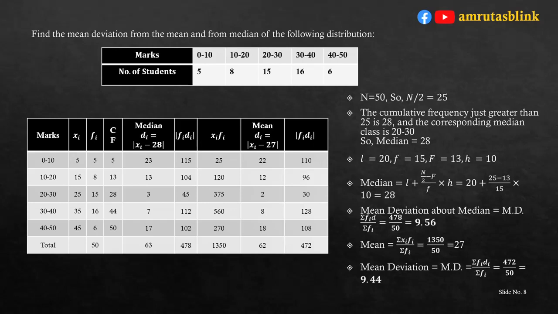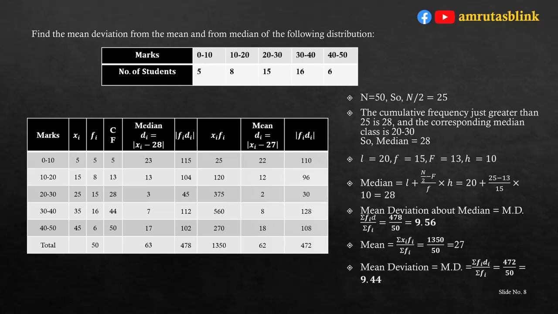Summation of xi fi upon summation fi is equal to 1350 upon 50, that is equal to 27. Now again we need to calculate the deviation of all the observations from this mean, that is, in the next column we will find di is equal to xi minus 27.